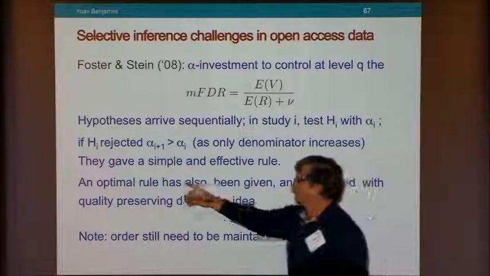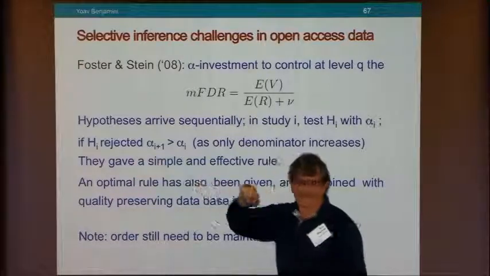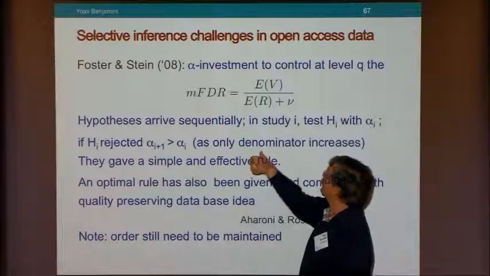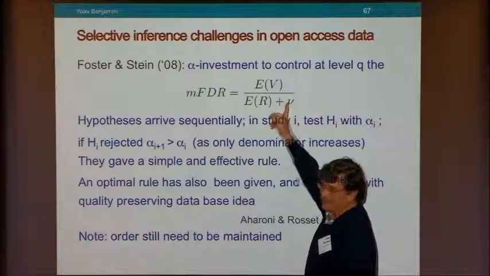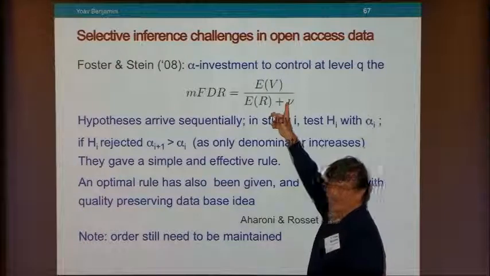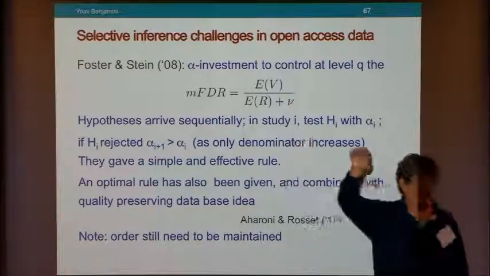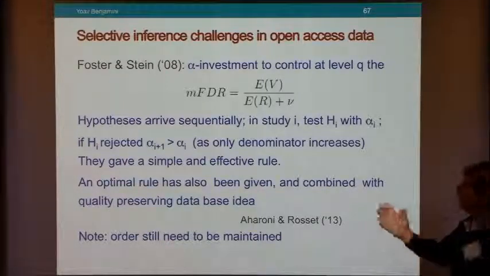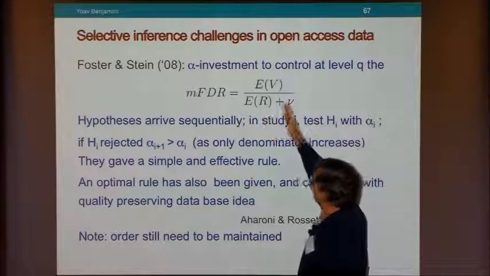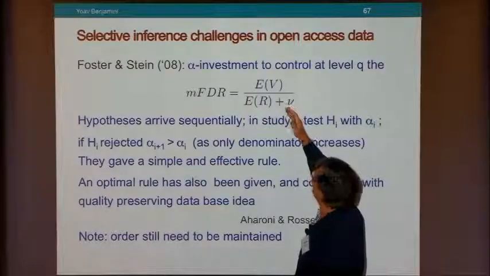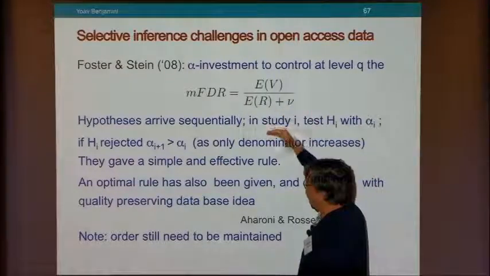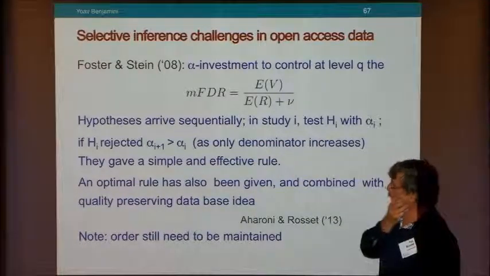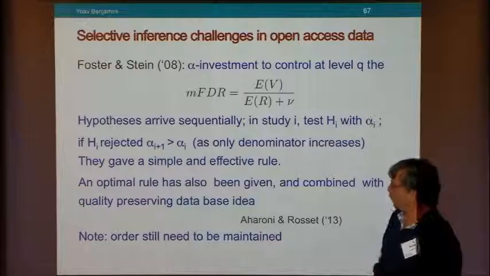That is, if you've rejected i, then alpha_(i+1), the next one, will be larger. Why? Because if you've rejected, you've increased your denominator. While if you've not rejected, you might have been adding to the expected value of V. So the thing is being modified, and it's a very nice idea. They weren't thinking at that time about open access data, but it is really appropriate to think about it in a way.